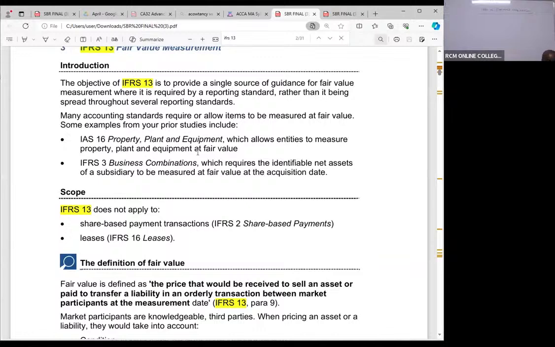IFRS 3, which is a consolidation standard that we'll be discussing in a few days, which is business combination, when businesses are combined, requires the identifiable net assets of a subsidiary to be measured at fair value at the acquisition date. IFRS 13 does not apply to share-based payment transactions, what we were doing yesterday. It also does not apply to leases, IFRS 16.